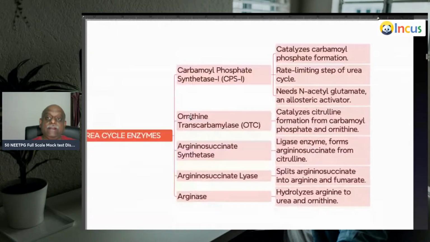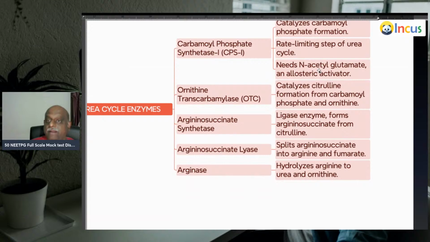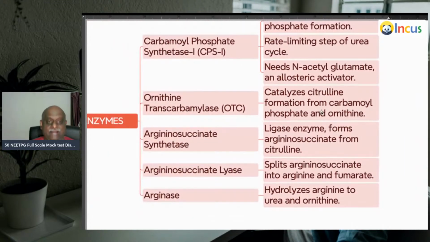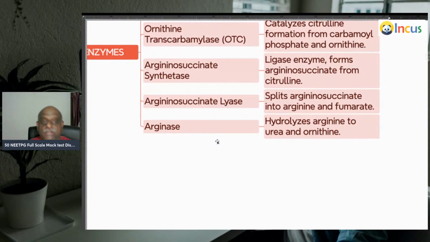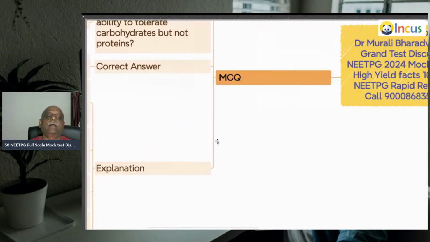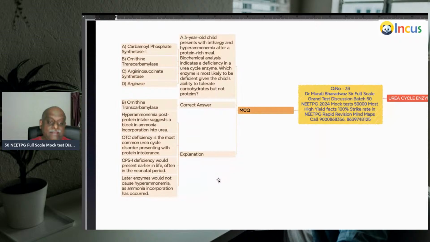So you should know everything, doctor. Carbamyl phosphate synthetase 1, rate limiting enzyme of urea cycle, and it requires N-acetyl glutamate as allosteric activator. Ornithine transcarbamylase catalyzes citrulline formation from carbamyl phosphate and ornithine. Arginase ultimately hydrolyzes arginine to urea and regenerates the ornithine.